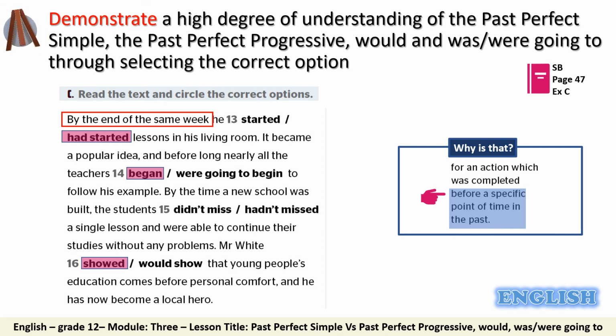We move to number 15. What should we choose? Excellent. Again, the past perfect simple, hadn't missed. And do you know why? Exactly. Again, because the action was completed before a specific point of time in the past. And this point of time is by the end a new school was built.